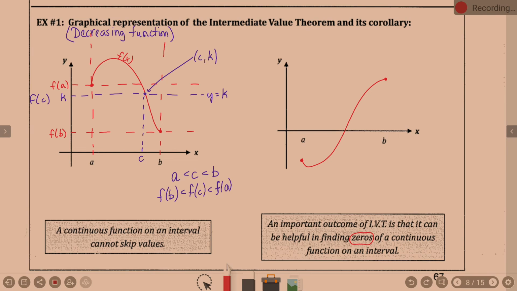Okay? So the idea here is this is A, yes? This is B. Where's f of A? F of A is down here because it's the y value for my point at A. Where's f of B? F of B is up here because it's the y value for my x value of B.